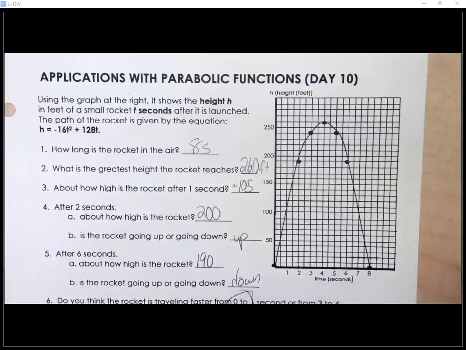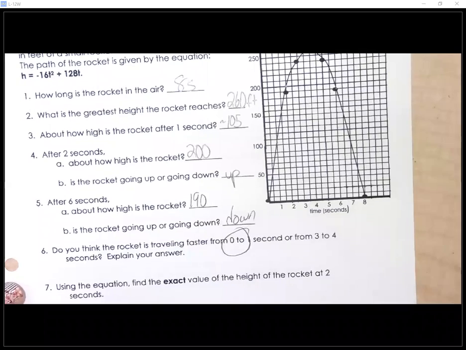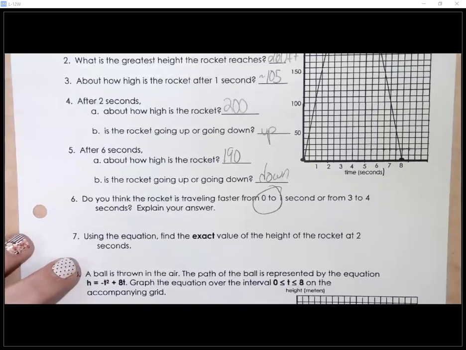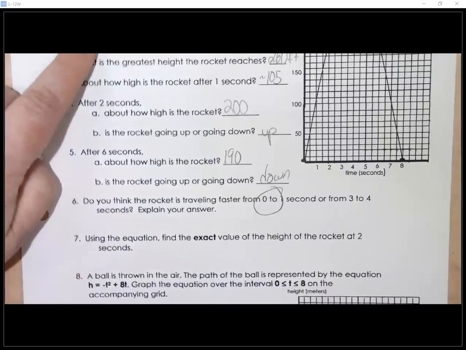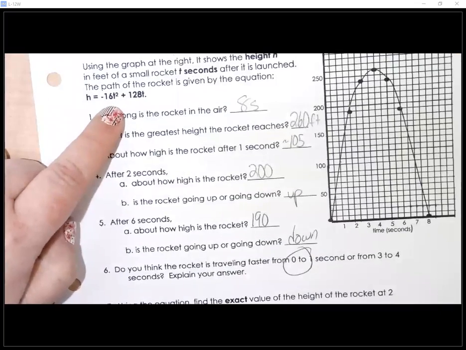Now, they ask you number 7, using the equation, find the exact value of the height of the rocket at 2 seconds. So what did we guess? We guessed about 200, right? So what we can do is go to the equation that they gave us right here. H equals -16t squared plus 128t.